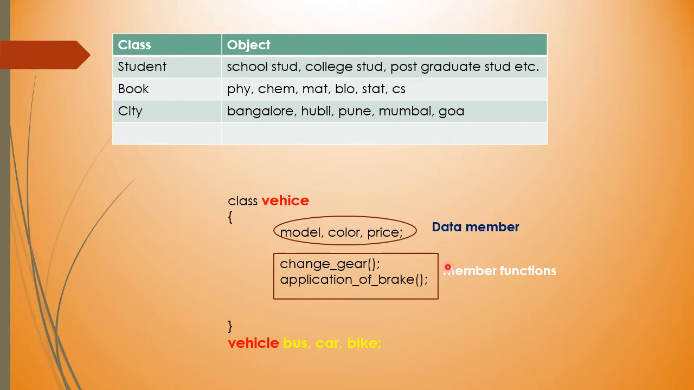But when we say member functions, that means it is related to changing of gear in a vehicle, or how to apply a brake, or what different engines are present in a vehicle. So this becomes my member functions, and these are embedded into a class called vehicle. Now your class is vehicle and my object is bus, car, or bike, or any unique name which you can give to class vehicle.